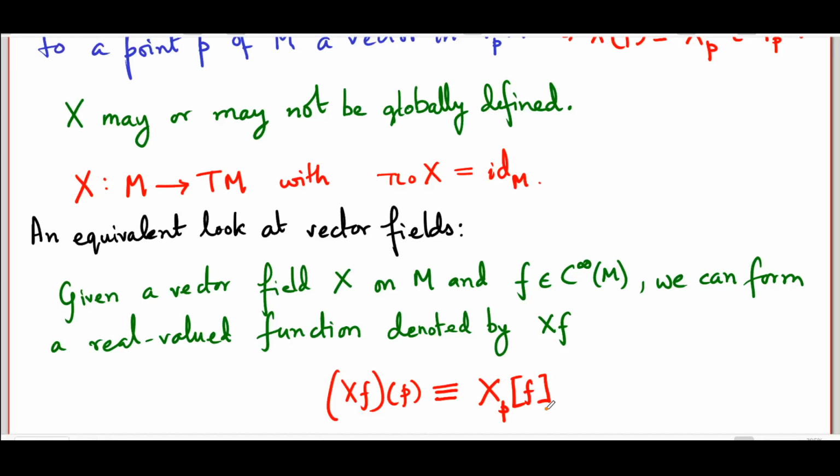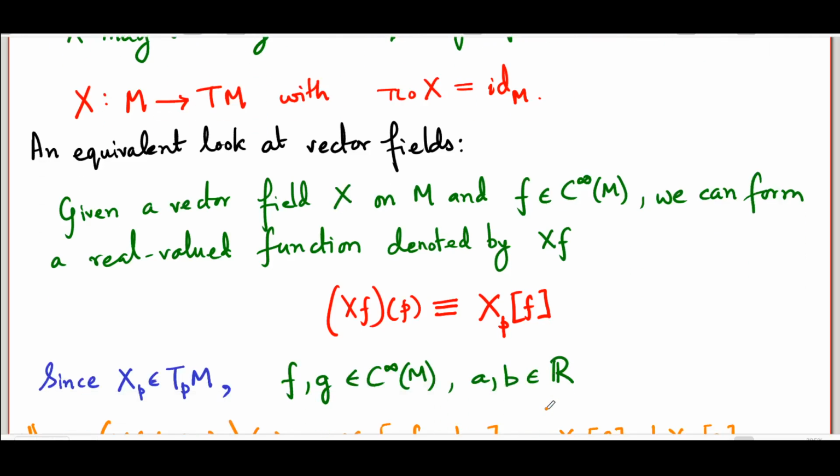Indeed, we will focus on vector fields of a special kind which do act on functions which are smooth and produce functions which are smooth. These are the so-called differentiable vector fields, but we will come to that issue later. For the time being, let us take a look at some properties of this X viewed as a map from C infinity M to the set of all functions on M.